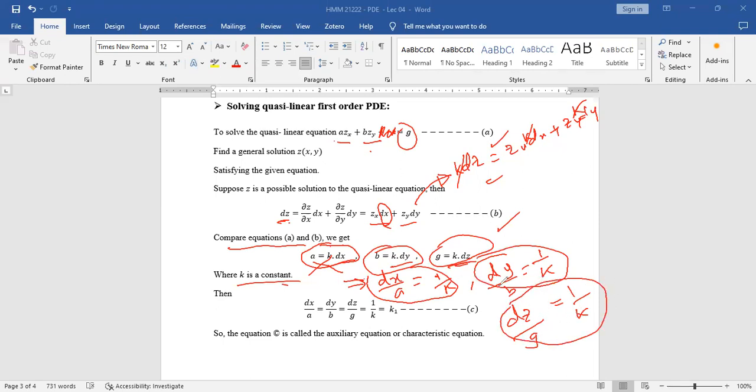So what can you conclude from this? If you divide dx by a, you are getting the same constant, 1 over k. I'm going to take 1 over k as another constant, k1. For example, if my k is 2, I can write this as 0.5. So for 1 over k, I'm going to put k1. Nothing changed. This one is equal to the same half, this one is the same half, and this one is the same half.